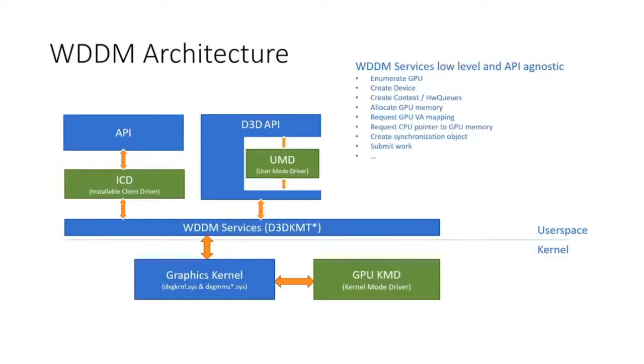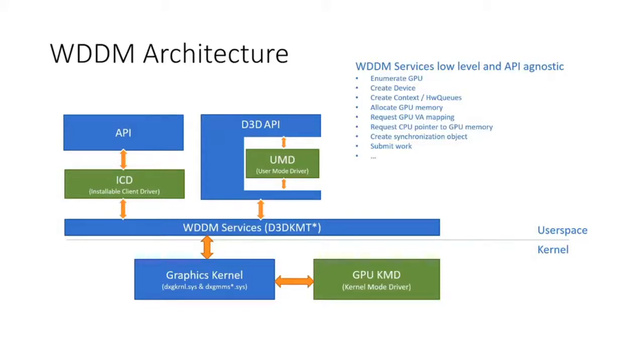And the WDDM services are really kind of a low-level abstraction of the GPU that tries to be API agnostic. So they do things like enumerating all of the GPUs, being able to create a device on the GPU, create contexts or hardware queues, allocate memory, map GPU virtual addresses to some of these buffers, create synchronization objects, and submit work. And all of this is in an API agnostic way.